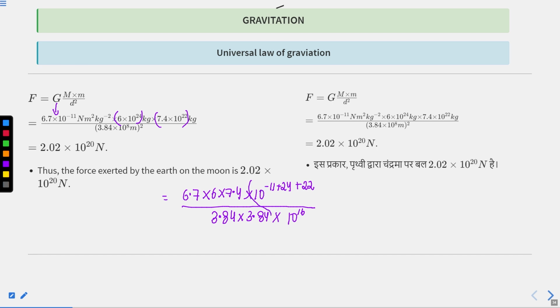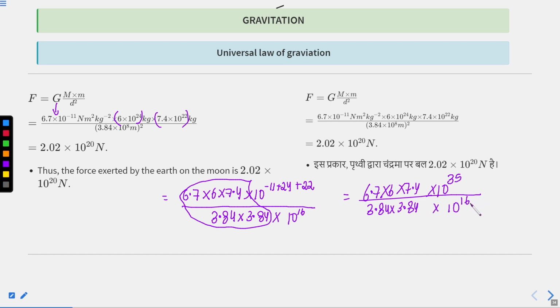Now simplify the constants on one side and simplify all the power terms on the other side. 6.7 into 6 into 7.4 divided by 3.84 into 3.84, multiplied by 10 raised to the power 35 divided by 10 raised to the power 16. Let's simplify it. This will come above and get a minus sign. Sign changes.